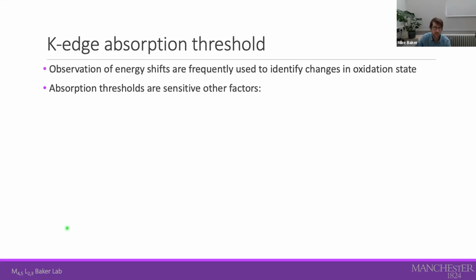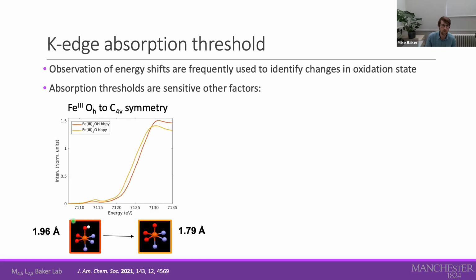This absorption threshold can often be sensitive to other factors, and I'll give two recent examples from my research. Here's one example of a change in coordination symmetry. Initially this is half of a ferric, iron 3 plus high spin dimer, and I've just taken one half of that unit here for simplicity. Initially, in this spectrum in red, this fairly octahedral coordination environment gives rise to a rising edge like this, shown in red.